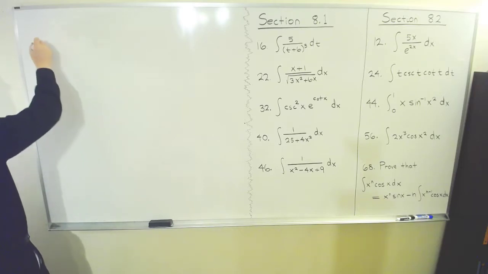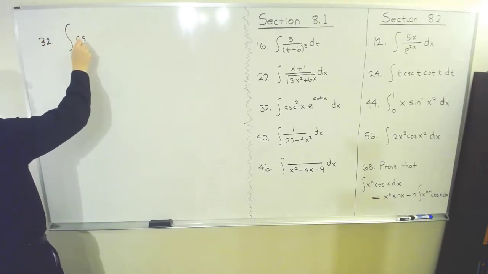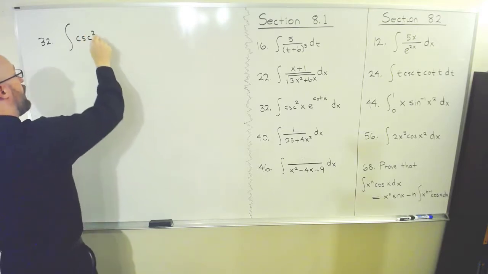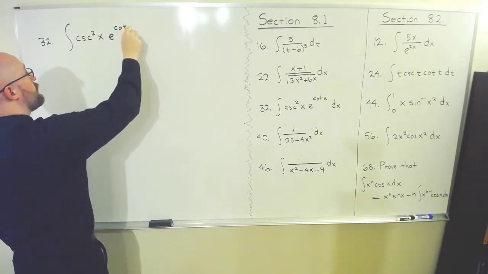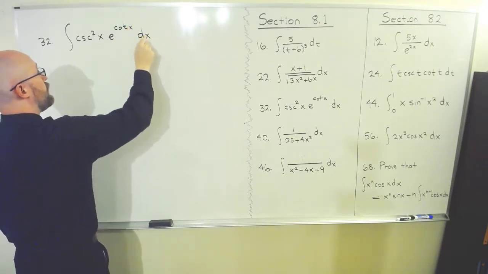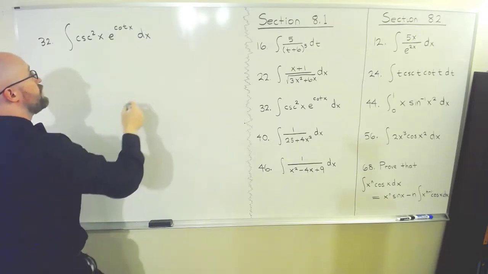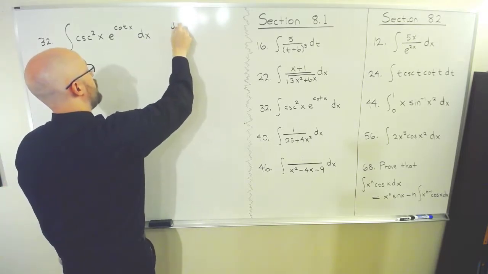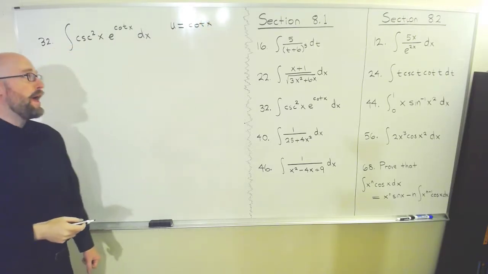So this is number 32. Now this one looks awful at first glance. Cosecant squared x, e raised to the cotangent x dx. Now, in this case, you have to choose. The only reasonable choice is going to be u equals cotangent x. Now, how would you know that?